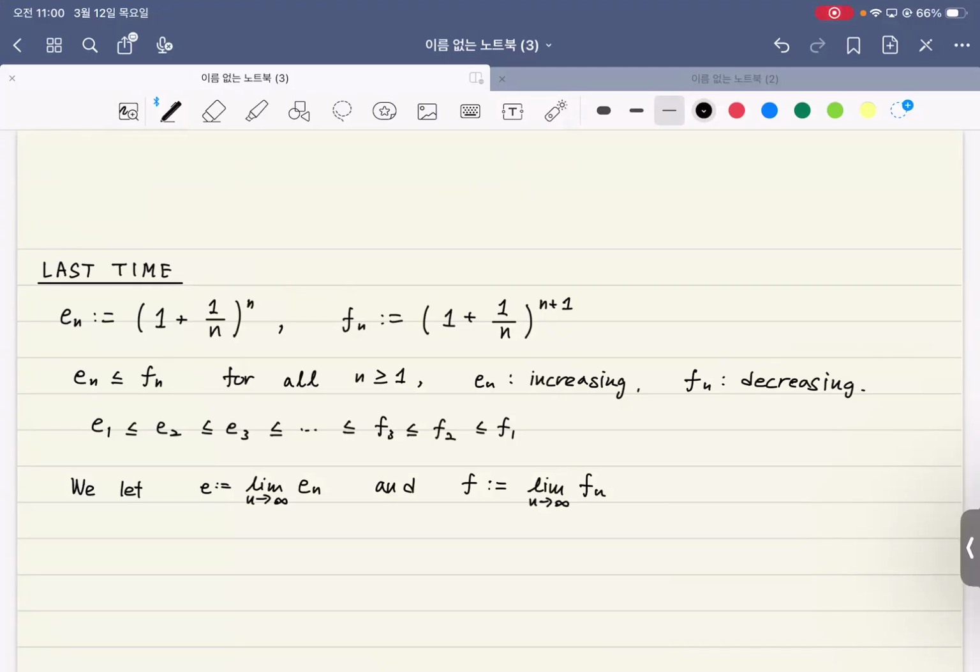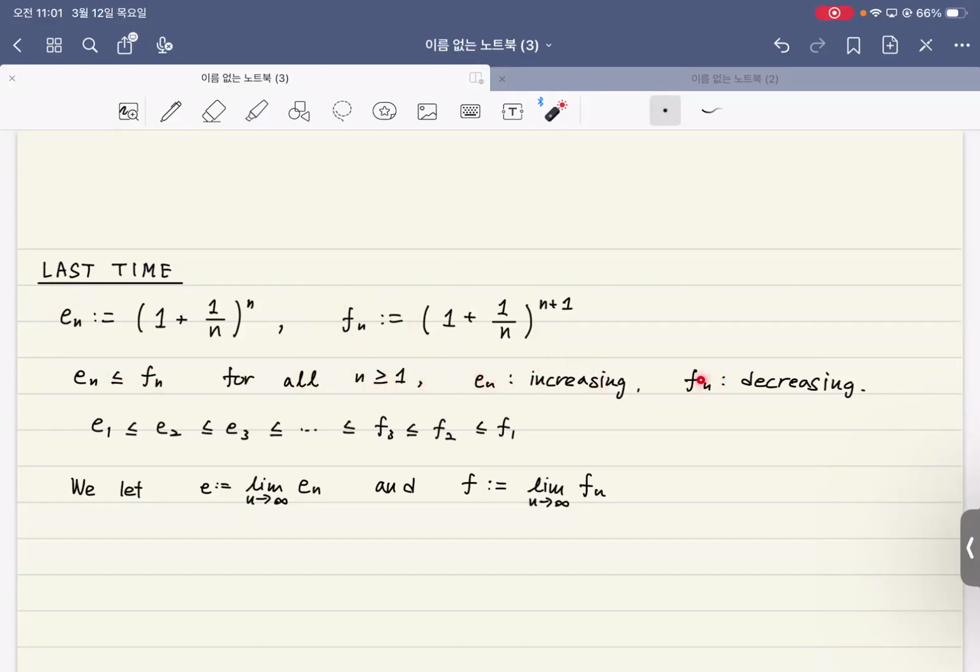Last time, we discussed two sequences. The first one was En, and the second one was Fn. This sequence is converging to the so-called Euler's number, and at the same time, we were also able to prove that Fn was a decreasing sequence. And En is always less than or equal to Fn, right?